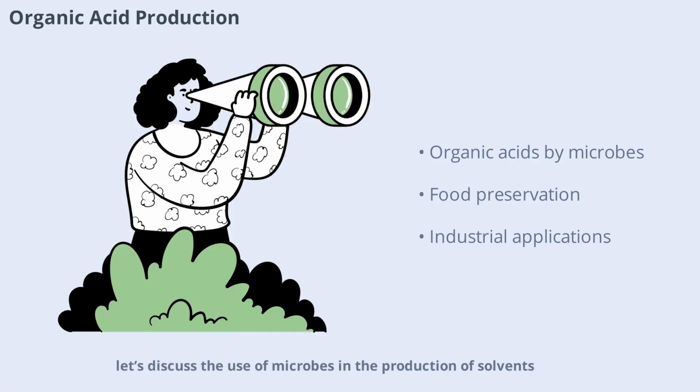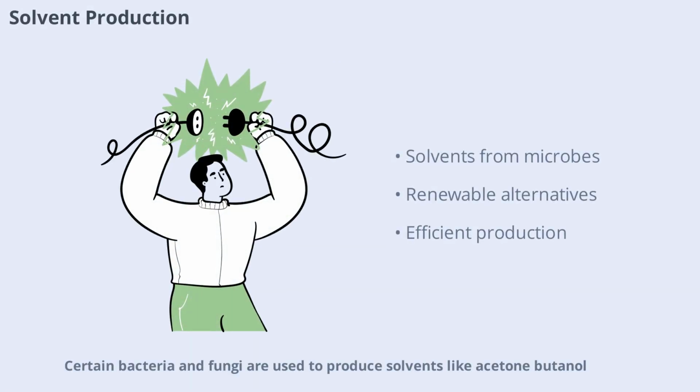Now, let's discuss the use of microbes in the production of solvents. Bacteria and fungi are used to produce solvents like acetone, butanol, and ethanol. These solvents are used in chemical manufacturing, pharmaceuticals, and biofuels. Microbial fermentation provides a renewable alternative to petrochemical processes. Advances in metabolic engineering are making solvent production more efficient and sustainable.